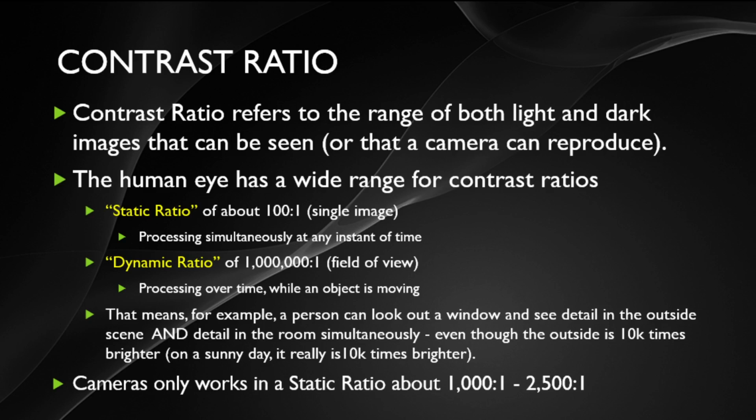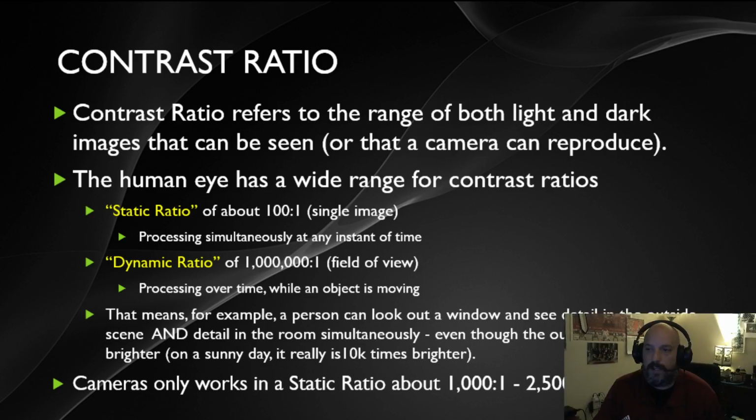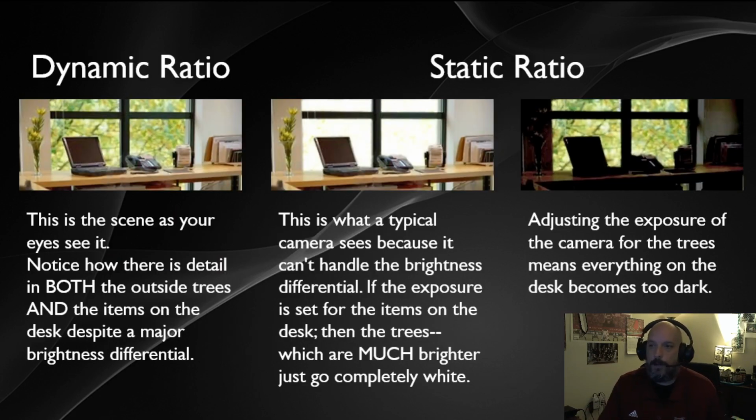And this is a downside to cameras because cameras can only work with a static ratio of about 1,000 to 2,500 to 1, which is about the narrow field of our static vision. Cameras don't have the ability to pull out the dynamic ratio. So because of this, cameras have a hard time trying to see things outside and inside at the same time. And this is the reason why we tell you not to shoot in front of a window.